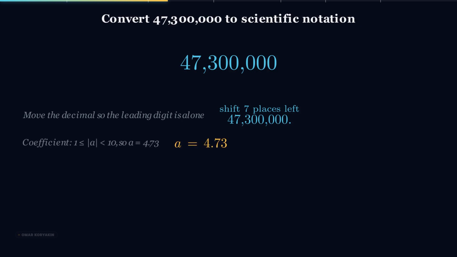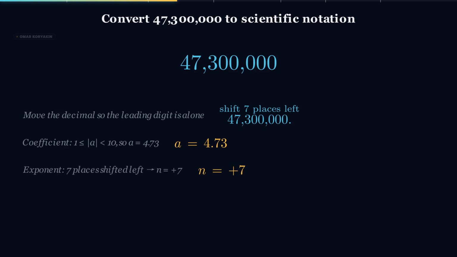Step 2. Read off the coefficient. After the decimal shift, the digits in front are 4, 7, 3, so the coefficient is 4.73. This satisfies 1 less than or equal to the absolute value less than 10, exactly as the definition requires. We drop trailing zeros that are no longer significant.